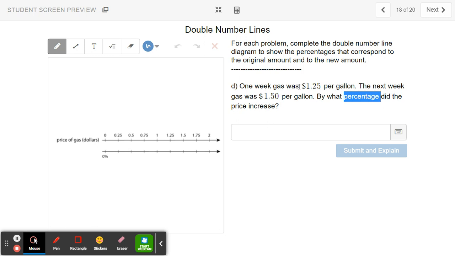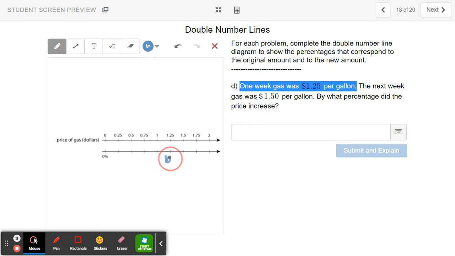Okay, so again, I start with my original. Hopefully you've caught on to that. One week gas was $1.25 per gallon. The next week, okay, so this is our original. So $1.25 is 100%. I also want to live wherever this is because that's really cheap gas. The next week it went up to $1.50. Okay. So I just have to figure out now how much are my percents jumping, right?